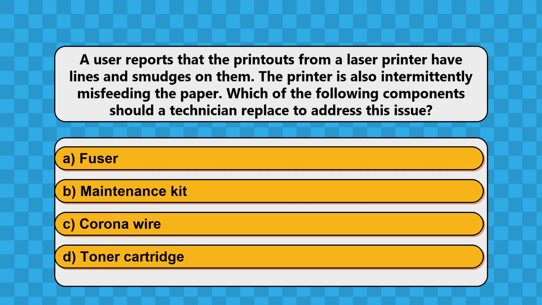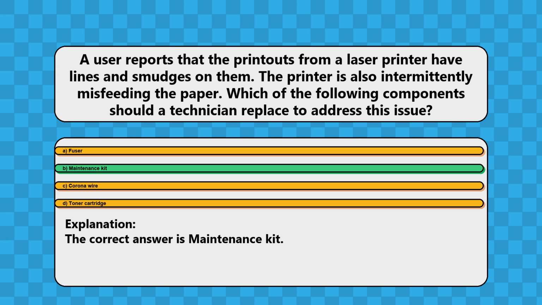Question 29. A user reports that the printouts from a laser printer have lines and smudges on them. The printer is also intermittently misfeeding the paper. Which of the following components should a technician replace to address this issue? Option A, fuser. Option B, maintenance kit. Option C, corona wire. Option D, toner cartridge. The correct answer is option B, maintenance kit.